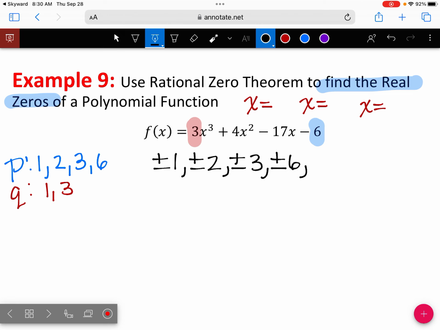Because 1 over 3 is a possibility, and 2 over 3 is a possibility. 3 over 3 is 1, we already have that, and 6 over 3 is 2, we already have that. So that's my possibilities.